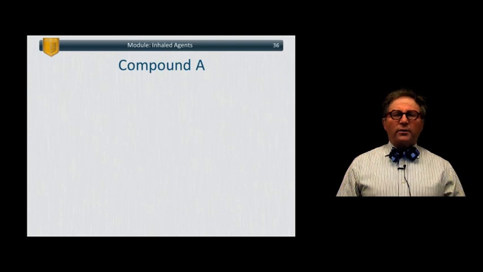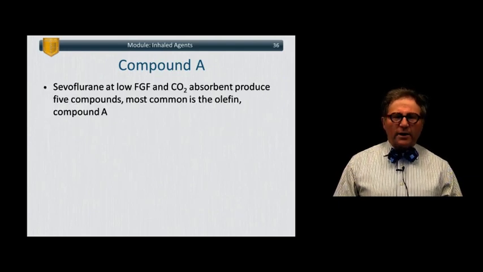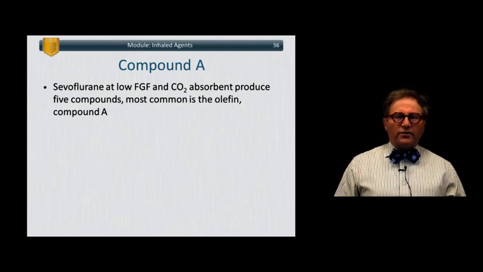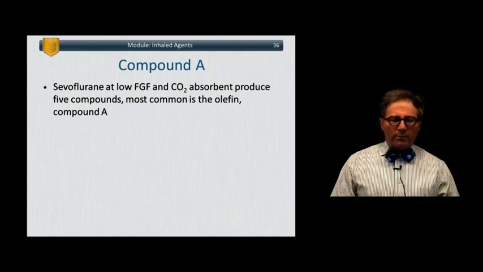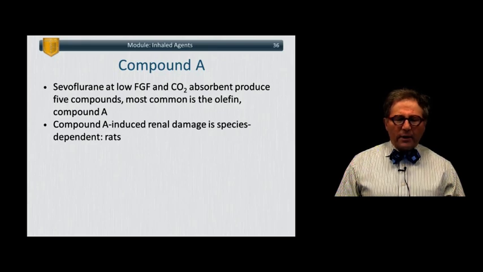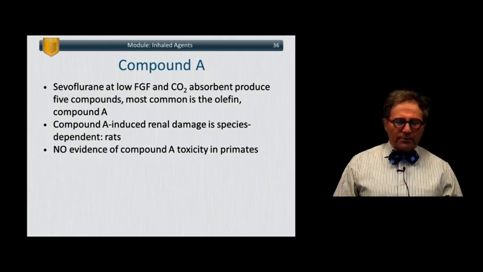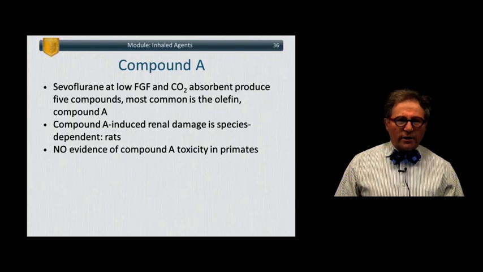Compound A is another potentially toxic compound that's released by inhalational agents, specifically sevoflurane at low fresh gas flow, and in the presence of a carbon dioxide absorbent, it produces 5 compounds. The most common is an olefin known as compound A. And in rats, compound A will produce renal failure or renal damage. But there has been no evidence of compound A toxicity in either primates or humans to date.